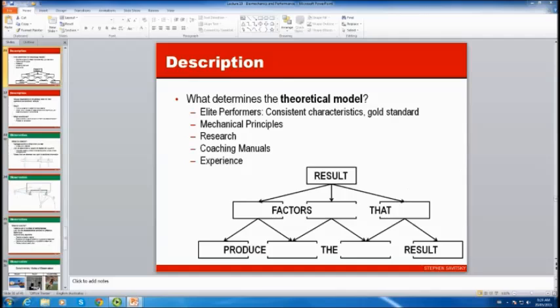In general, we're going to develop a theoretical model. We need to understand the best way to produce this technique. And we're going to spend a lot of time on the chute developing this model for the skill that we're doing.